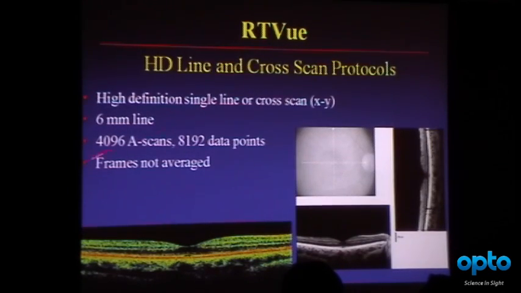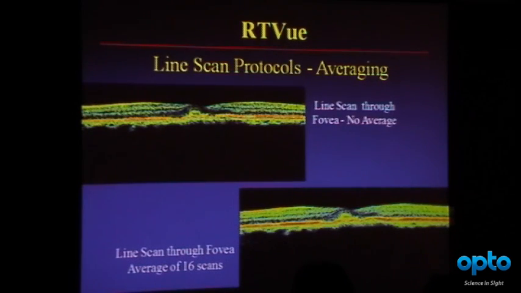So the 16 scans done in the same place is called a high definition scan, and you can see very dense scanning, but the frames are not averaged. And this is an example of that high definition scan. This is, on the contrary, the average scan. This is a single line scan, and down here, average scan, and this is a patient with pattern dystrophy.